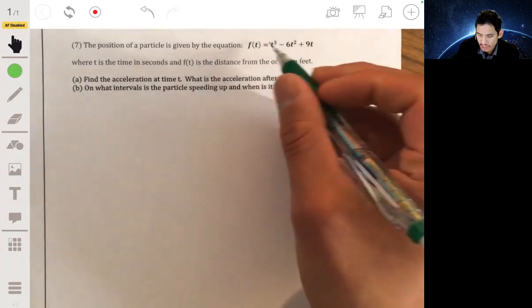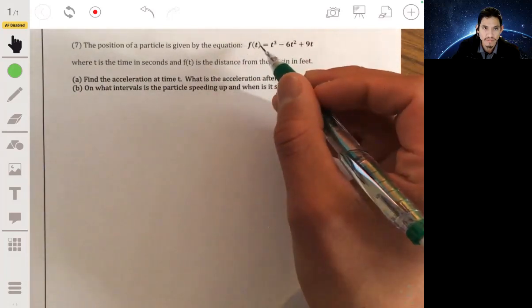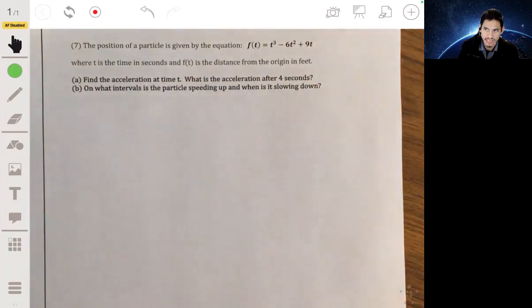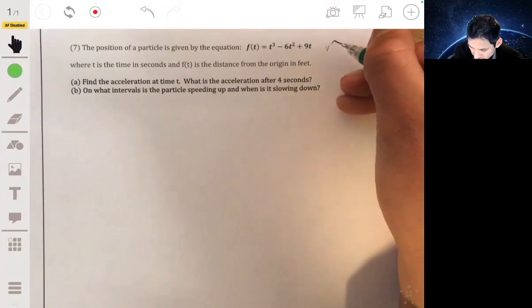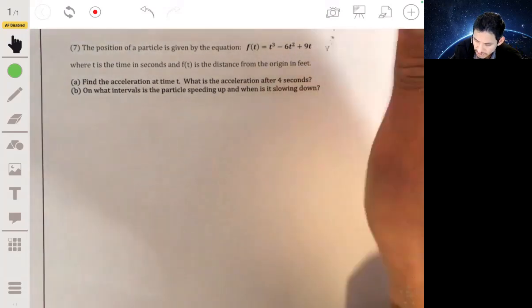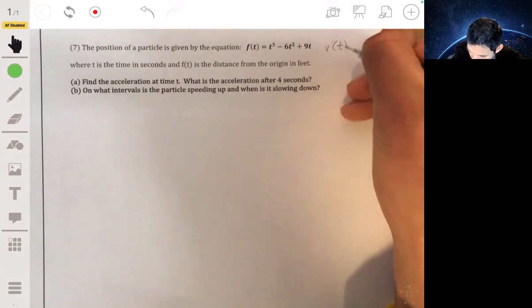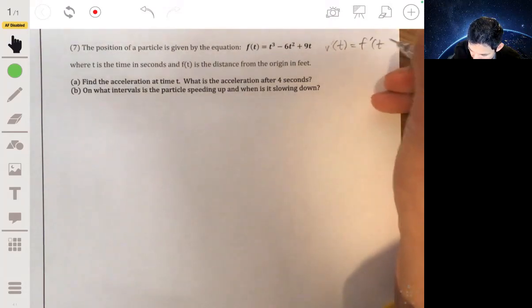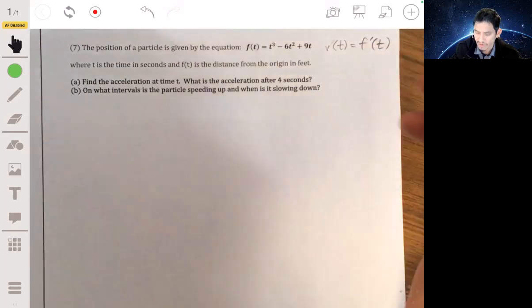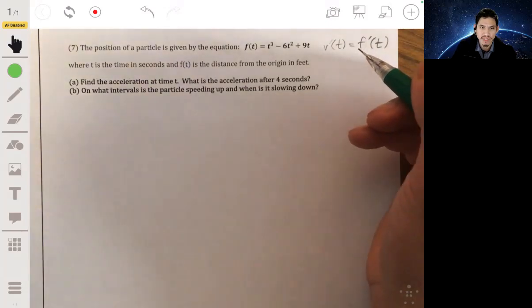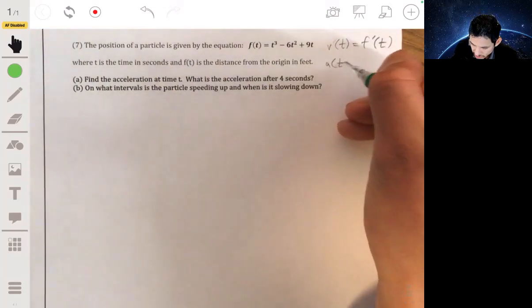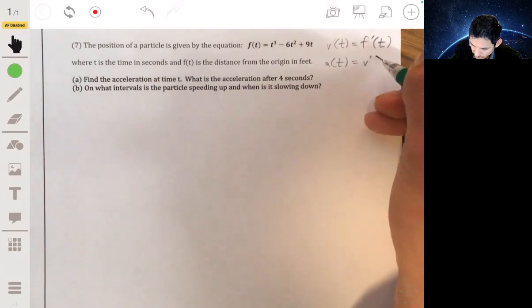So remembering that the position function tells you where it is at any point in time, but the rate of change of the position function is the velocity function. So velocity v of t is equal to f prime of t, because remember, velocity is the rate of change or the derivative of position. Likewise, acceleration tells you the rate of change of velocity. So a of t is v prime of t.